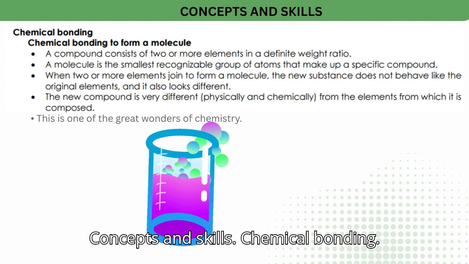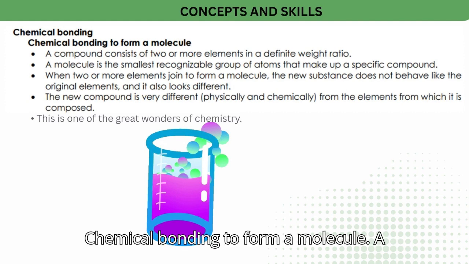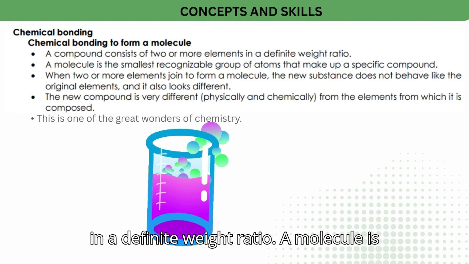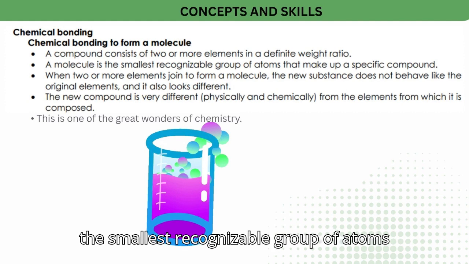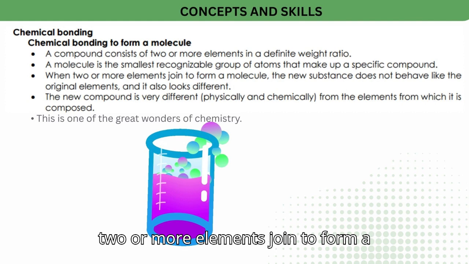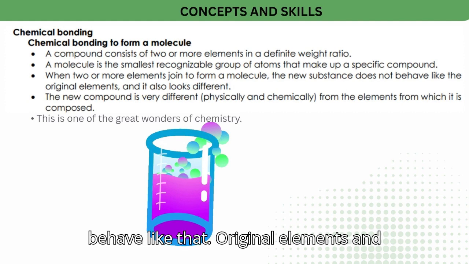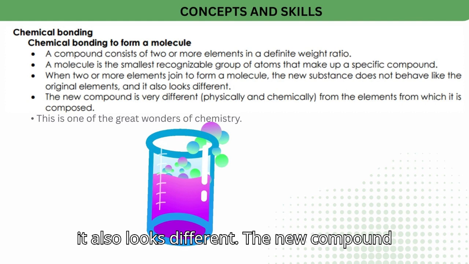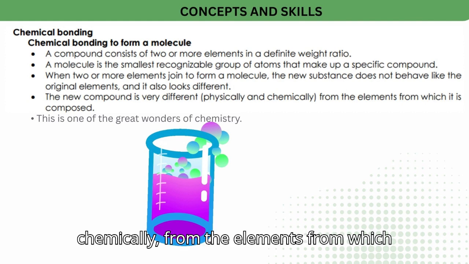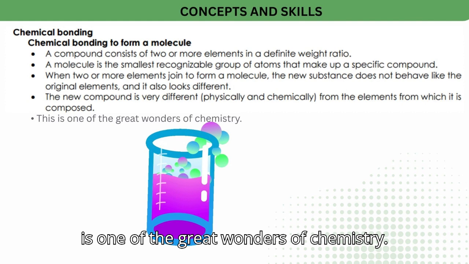Concepts and skills. Chemical bonding. Chemical bonding to form a molecule. A compound consists of two or more elements in a definite weight ratio. A molecule is the smallest recognizable group of atoms that make up a specific compound. When two or more elements join to form a molecule, the new substance does not behave like the original elements, and it also looks different. The new compound is very different, physically and chemically, from the elements from which it is composed. This is one of the great wonders of chemistry.